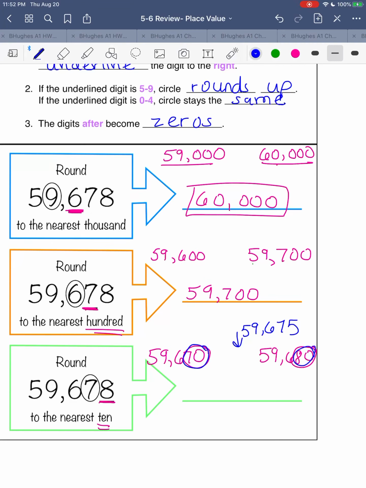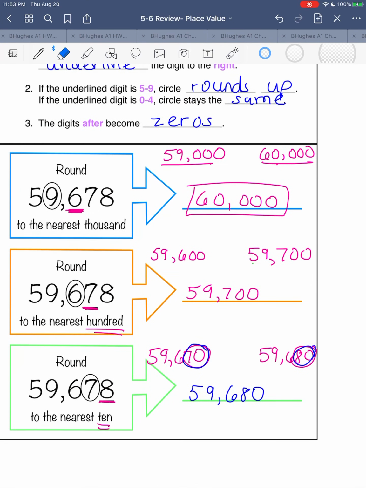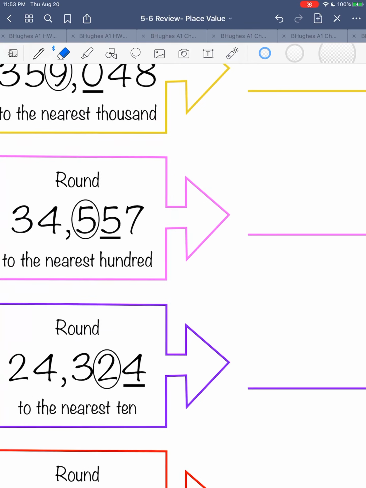Between 70 and 80 is 75. So 59,675. Now this is pretty close to it, but this is 59,678. That's going to be above the 675. So again, that one's going to round up. And this time it's going to round up to 59,680. So we've got our two choices narrowed down, and then we just have to follow the steps that we learned up above. Okay, let's keep going.